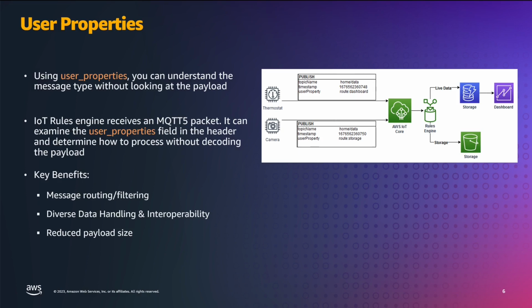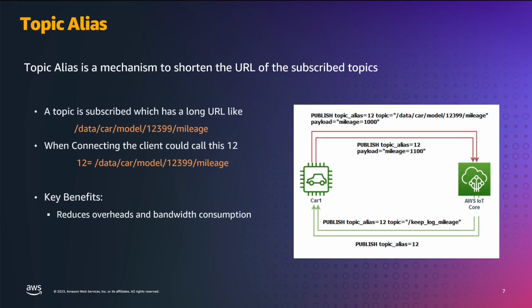So the next feature is the topic alias, which is used to shorten the URL of the subscribed topics. It allows the use of numeric aliases to represent longer topic strings, and this helps with reducing the overhead on both the client and the broker side. So as you can see in this example, the car is subscribed to a long string topic, and for using the topic alias, it publishes the topic alias to the message broker along with the long string of the topic. For all the next messages, it can only use the topic alias instead of using the long string.